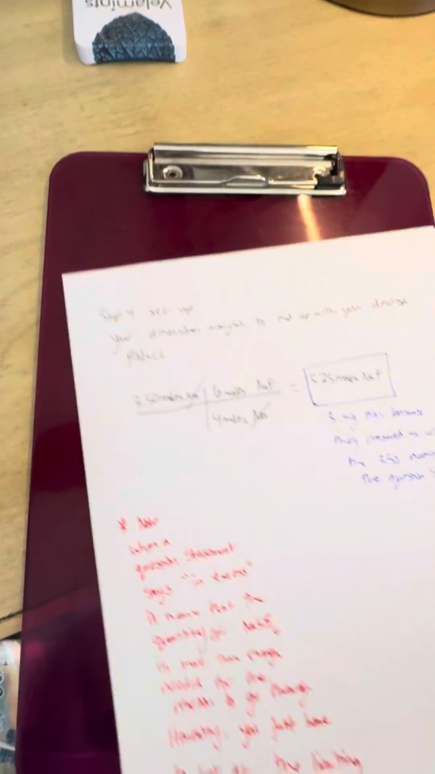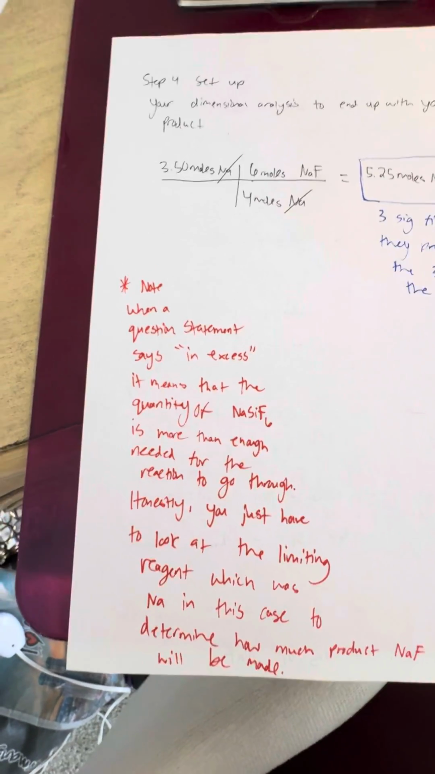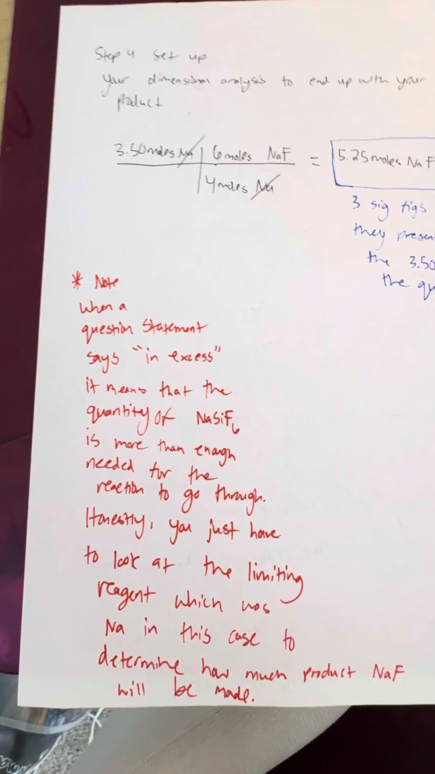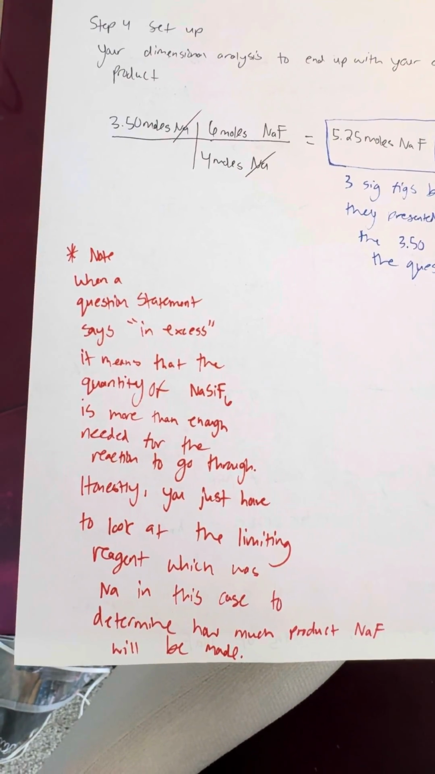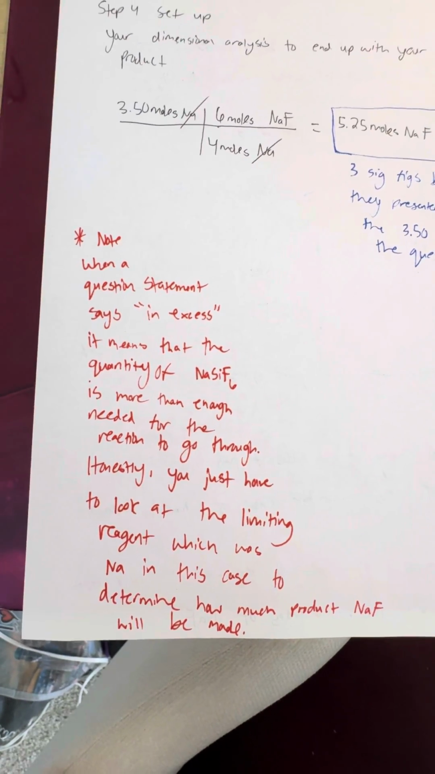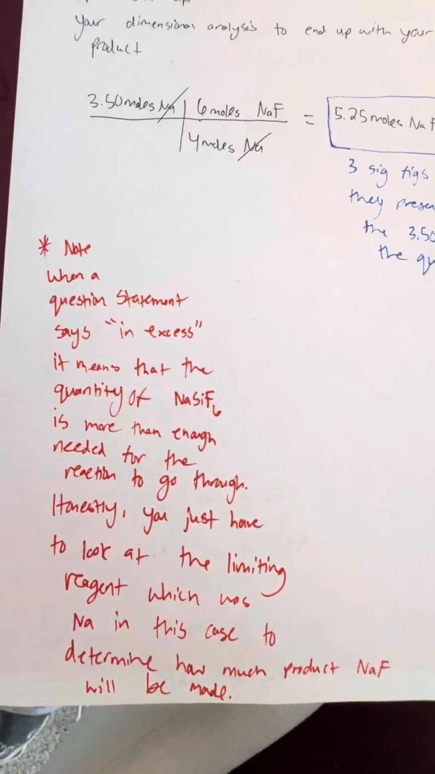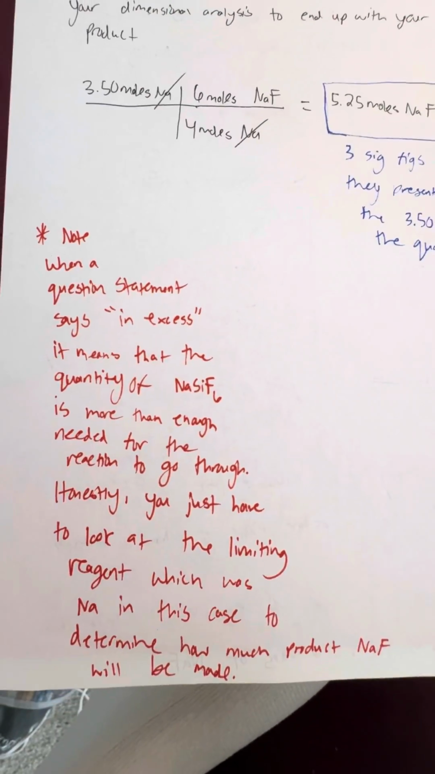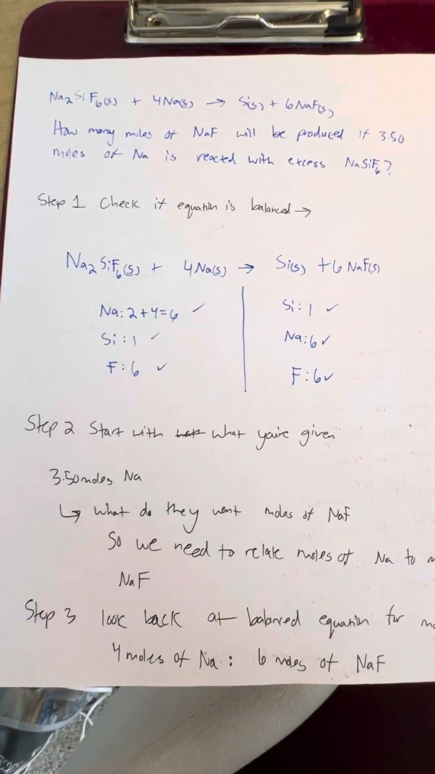So when I say in excess, all they're saying is that the quantity of the sodium silicon hexafluoride was more than enough for the reaction to go through. So you're just going to look at the limiting reagent, and you can honestly, in a sense, ignore it because they're kind of giving it away with this "in excess." They might be trying to trip you up, but yeah, just pay attention to what they're asking for, which was just in the interest of sodium, and you should be okay.